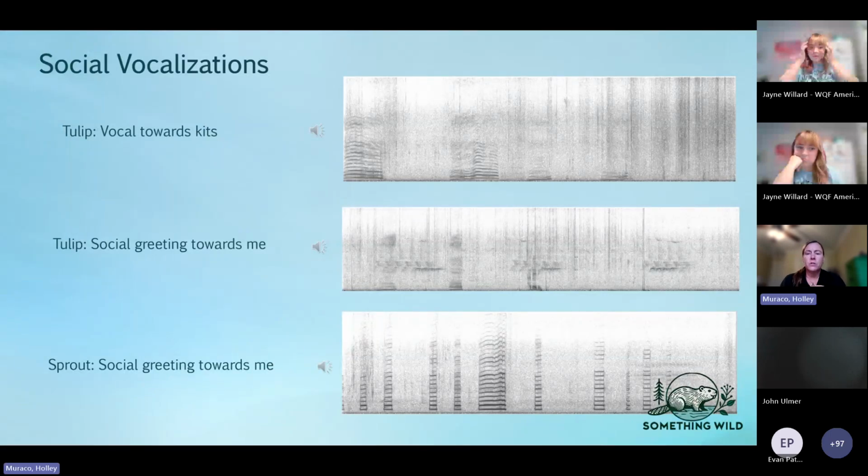Another thing that social animals can demonstrate are social vocalizations, or vocalizations in the way they communicate. And so one of the things that has just been pretty amazing to be a part of is to hear the changes in these vocals. So I'm going to play this. This is Tulip vocalizing towards the kits. Tulip has decided that she is, I think she must believe, these babies that have showed up, these orphan babies, she has accepted as part of her job, and she is helping to babysit and take care of them.